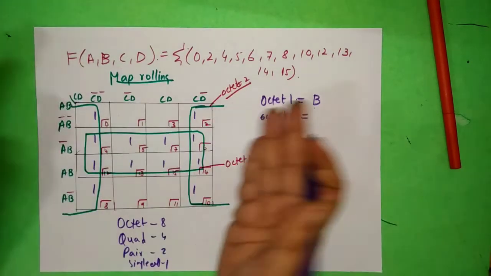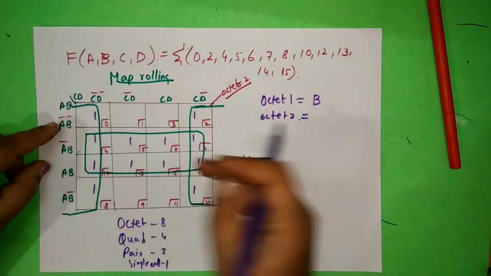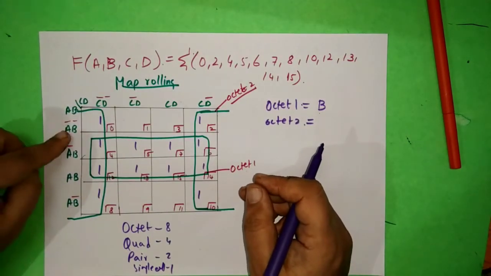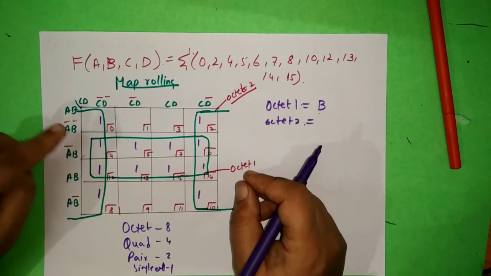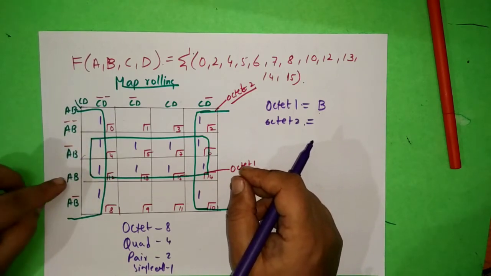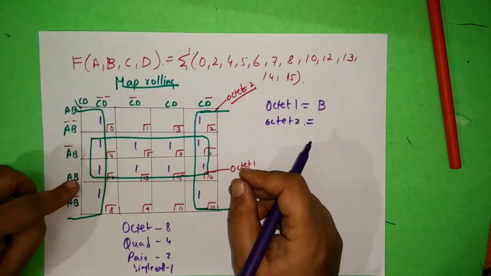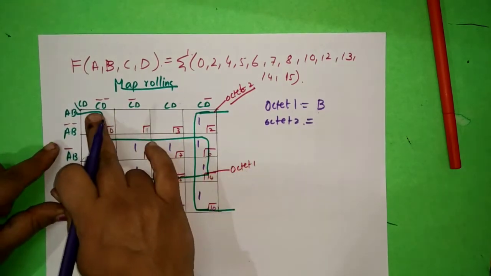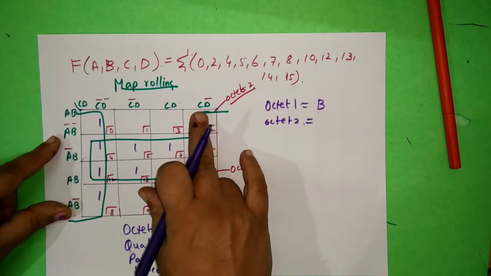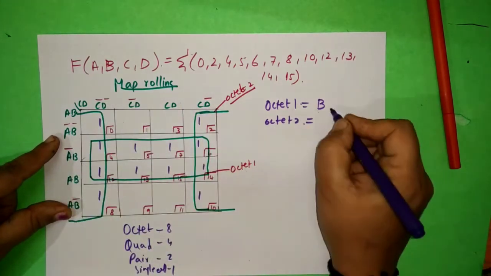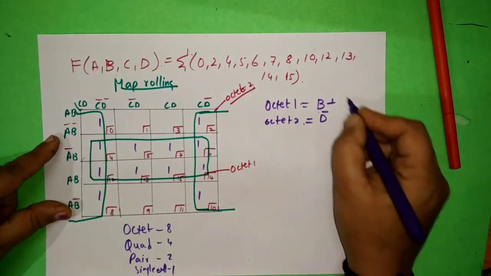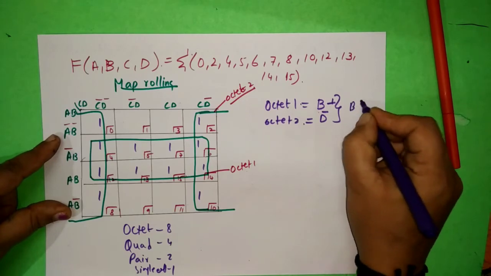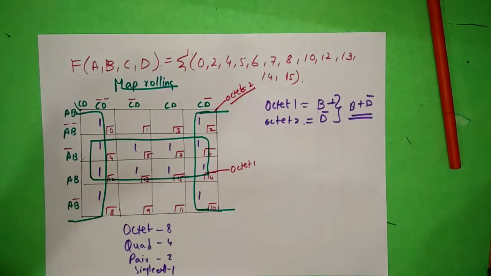Octet 2. So I have rolled it like this. So when I roll it also, if you see here, A complement, B complement I have. Again A complement has become A here and B complement has become B in this, if you see. And here C complement has become C, but D complement remains same, isn't it? So the answer for this will be what? B plus D complement. This will be the final answer.